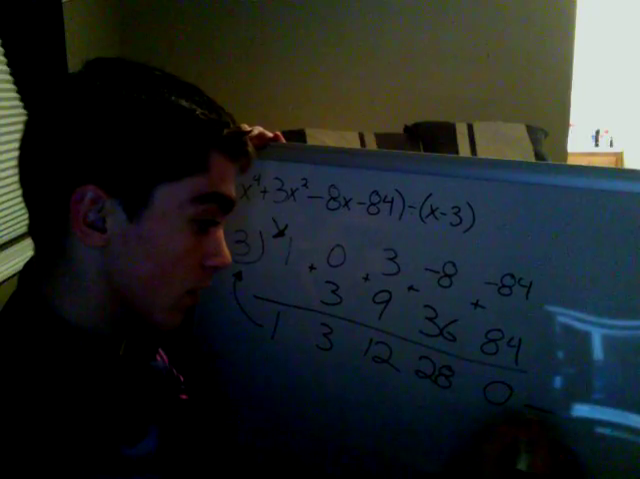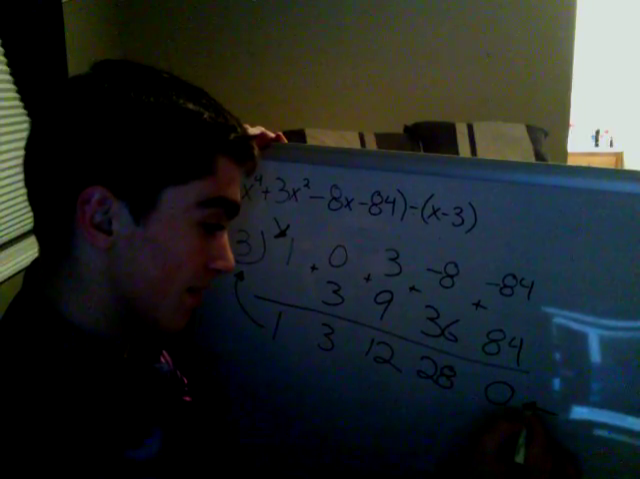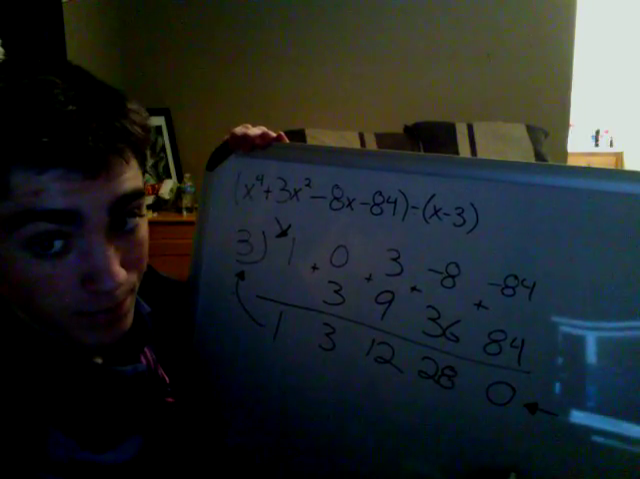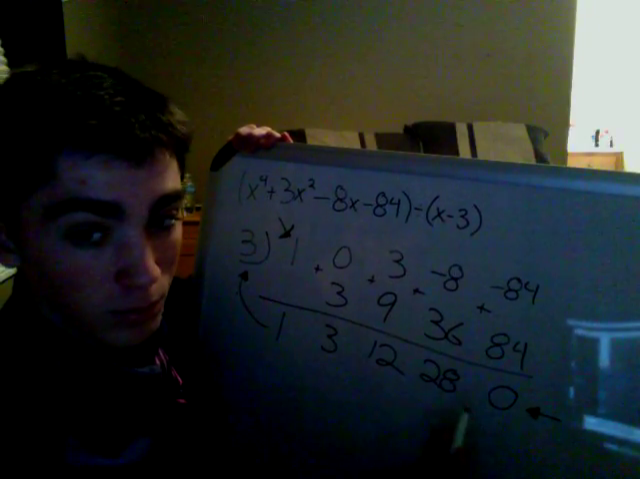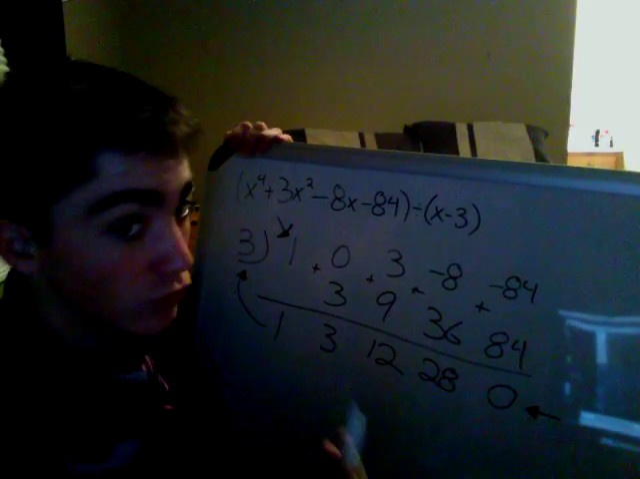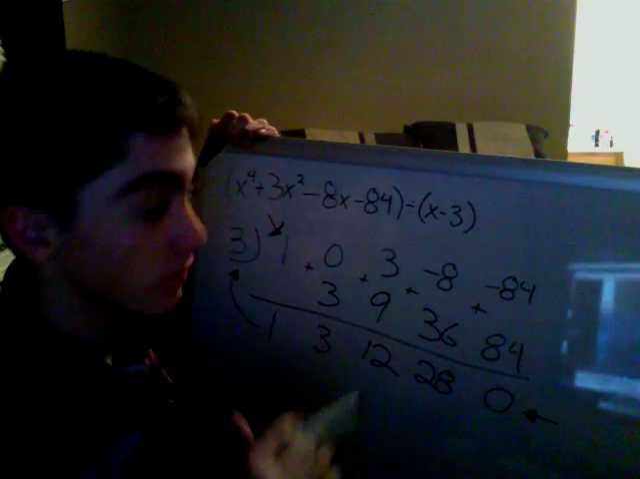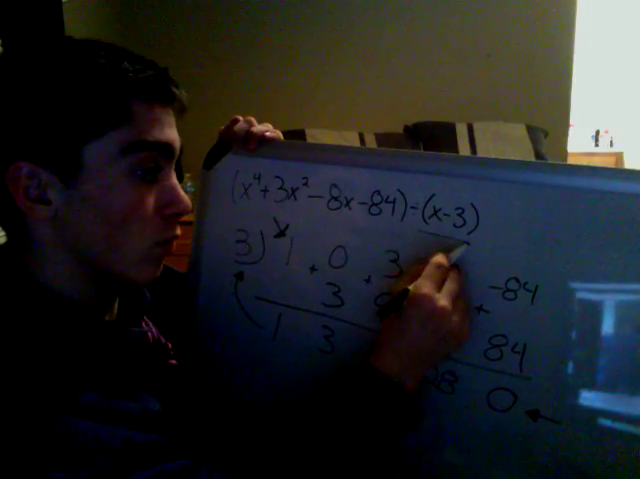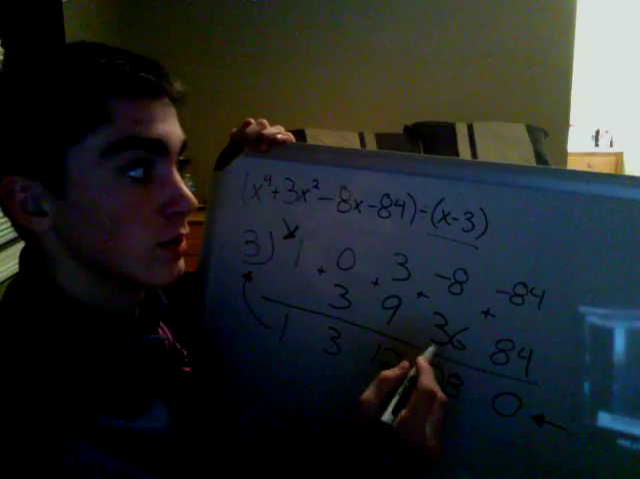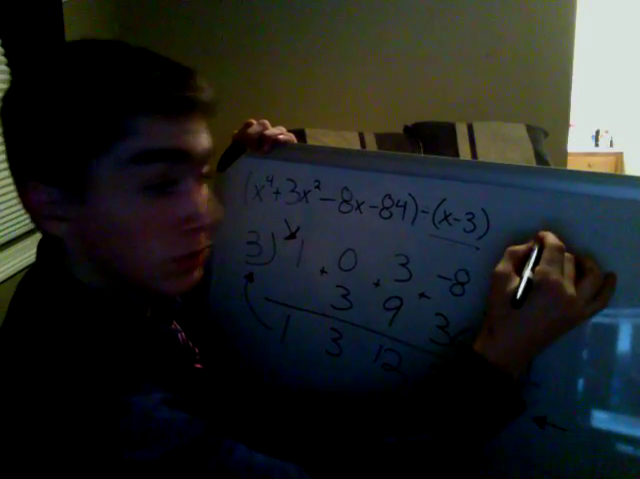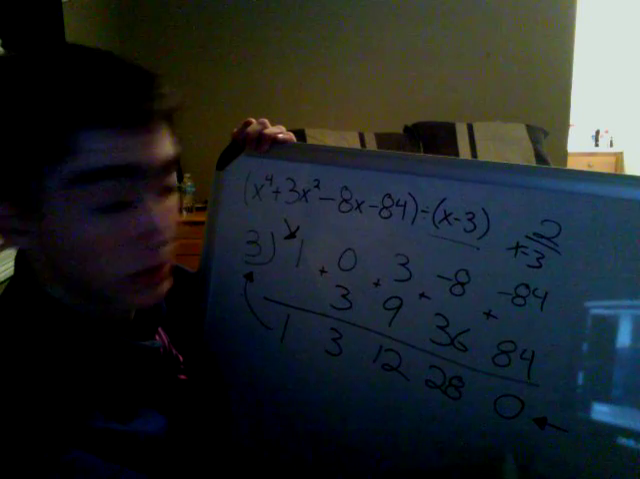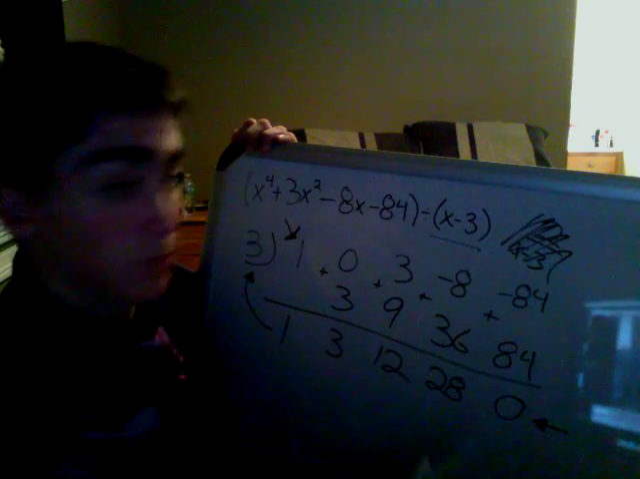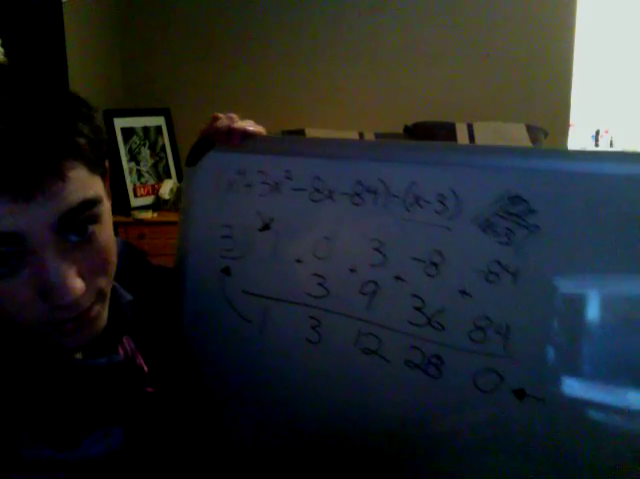Now this number right here, this is your remainder. And you usually want it to be 0, but if it's not 0, say it's 1, 2, whatever number, anything but 0, you always put it over that number. So let's say it's 2, then it would be 2 over x minus 3, like that. So you put that there, but we don't have that in this case.